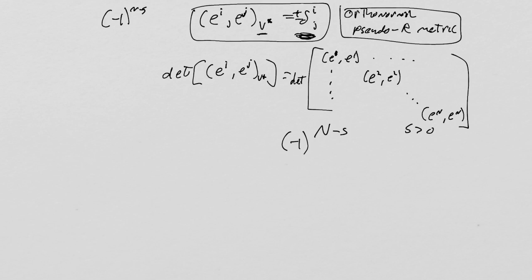So that's how this determinant ends up getting this value. You're choosing an orthonormal pseudo-Riemannian. Well, let's put it this way. You have a pseudo-Riemannian metric, and you've chosen an orthonormal basis in that metric, and therefore you end up with your determinant. And that's not a lot to ask for.